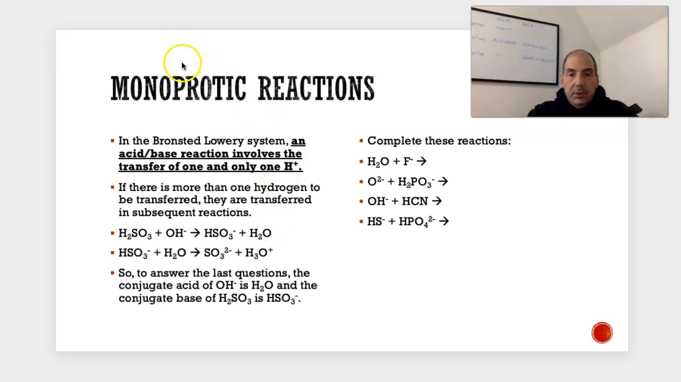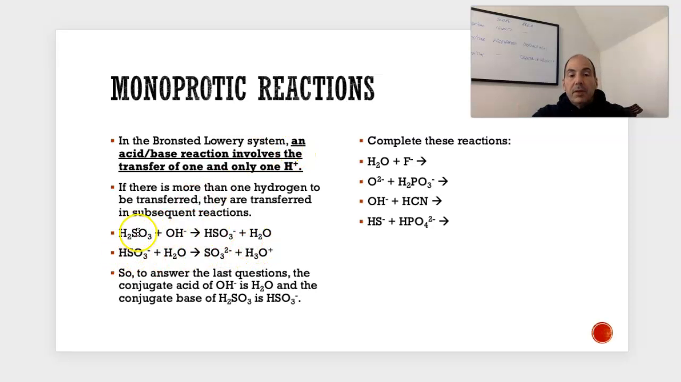So now you notice it says monoprotic reactions here. I kind of skip over that. Every single reaction in the Bronsted-Lowry system is always monoprotic. There's always one hydrogen being transferred. If there is more than one hydrogen, it comes off in steps. And that's what the second reaction is showing.